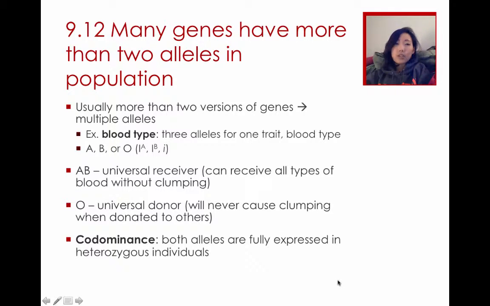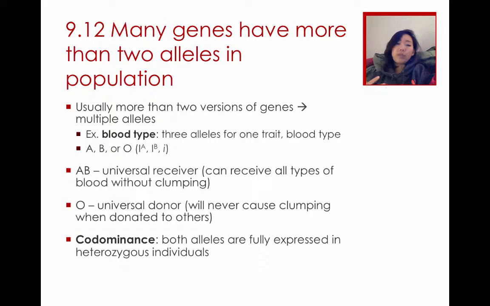And just some extra information. AB, this kind of blood type, is actually the universal receiver, which means that it could receive blood from either A, B, or O, or other ABs. It will never clot with the other blood types. Whereas O, this one, is the universal donor. So anyone who has O blood type can donate their blood, and their blood shouldn't interfere with anyone else's blood.